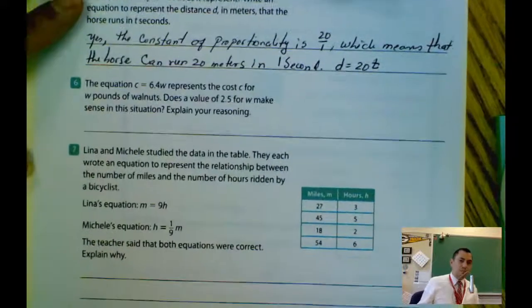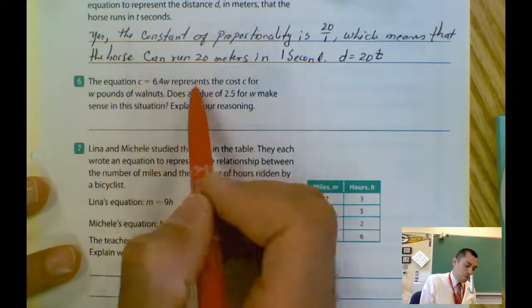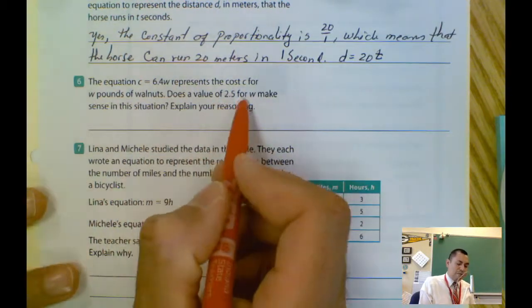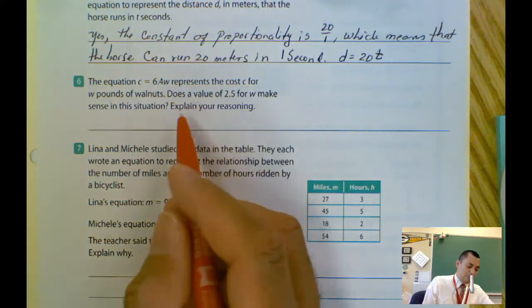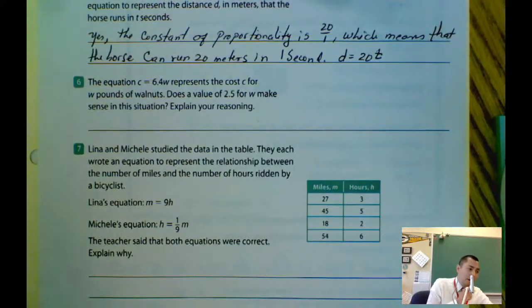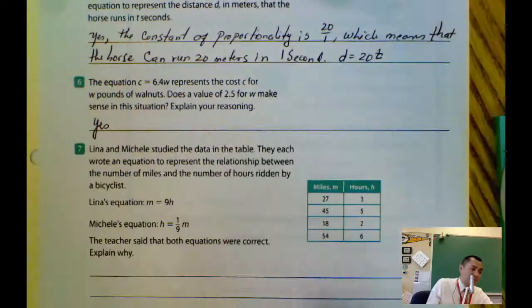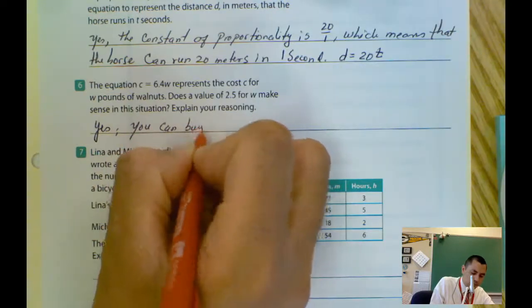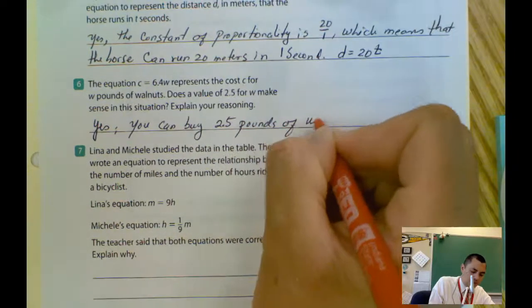Number 6: the equation C equals 6.4W represents the cost C for W pounds of walnuts. Does the value of 2.5 for W make sense in this situation? Explain your reasoning. This problem number 6 is a medium problem. It's not that hard. So in this case, we're going to type, does this make sense? And in this case it is yes. It does make sense because you can buy 2.5 pounds of walnuts.